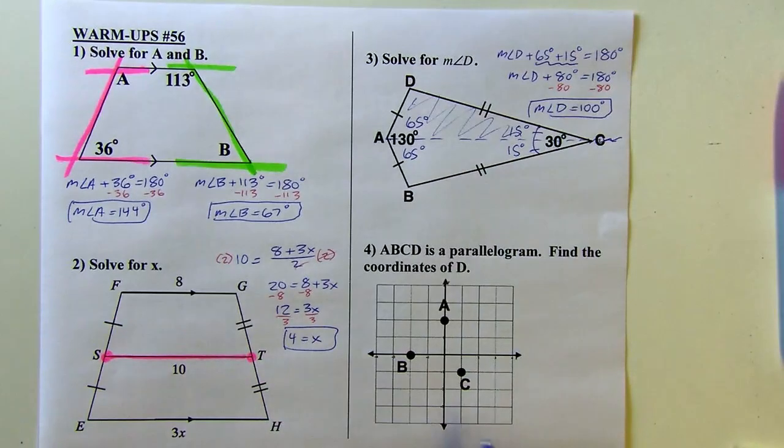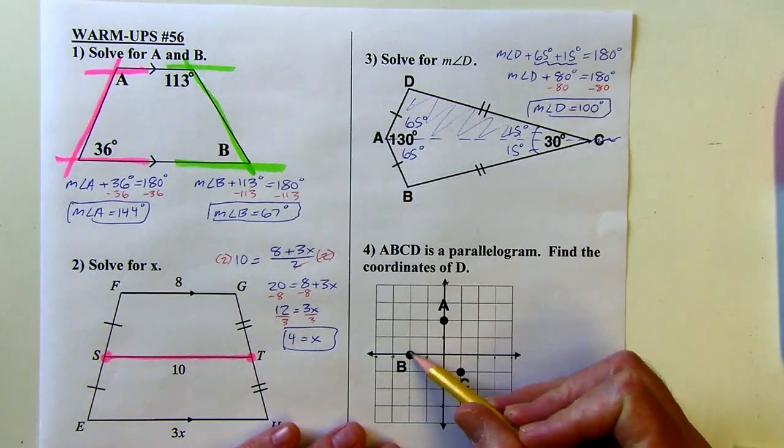Last but not least, I've got ABCD is a parallelogram, okay? Find the coordinates of D. So there's two different places where I could put a fourth point to make a parallelogram. I'm going to do this incorrectly first. I'm going to do it really lightly in pencil, okay?